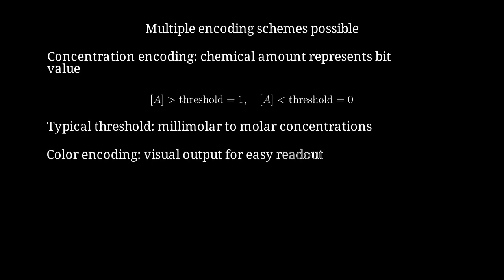Color encoding produces visual outputs, where different colors represent different computational states, making results easy to read. Red droplets might represent binary 0, while blue droplets represent binary 1, creating a visible computational output. Can we combine these chemical gates to build more complex circuits?